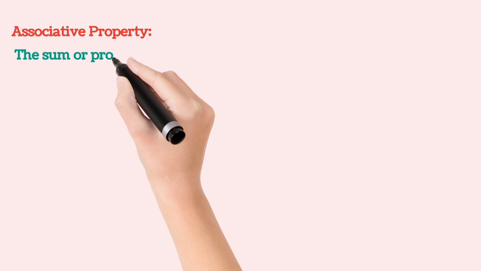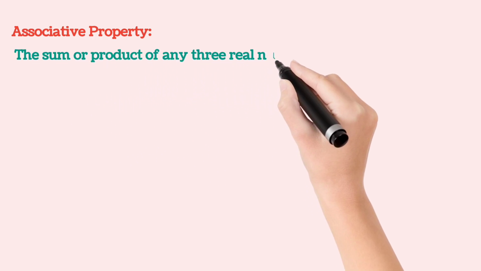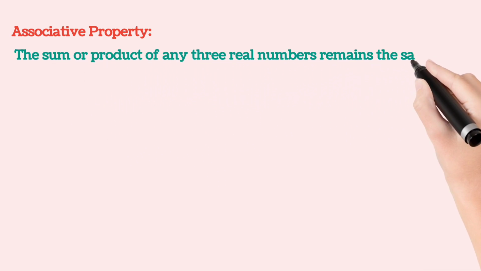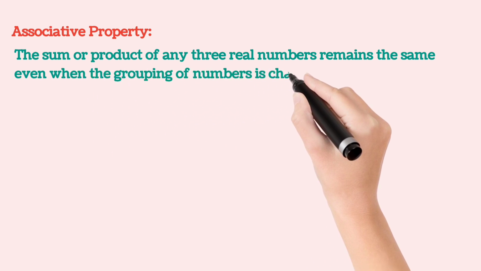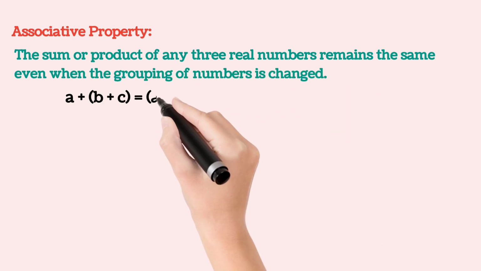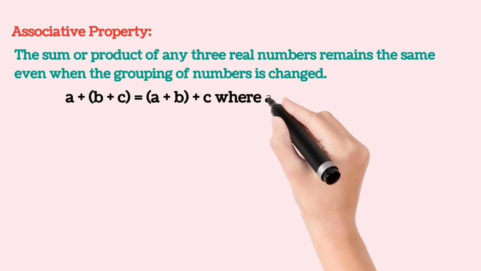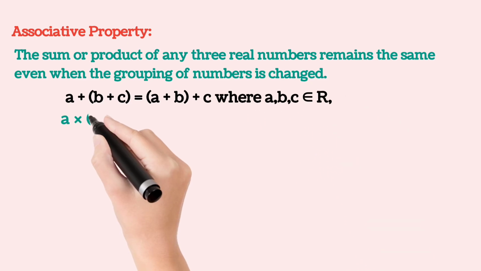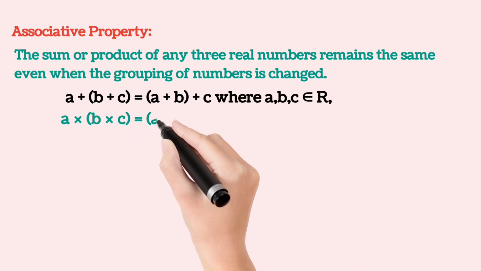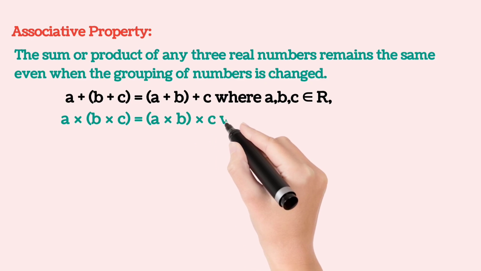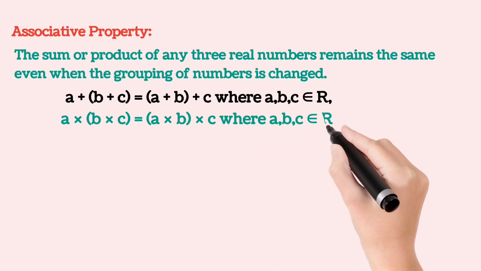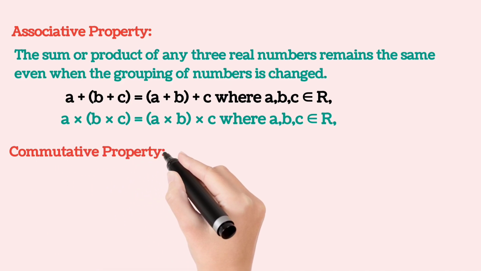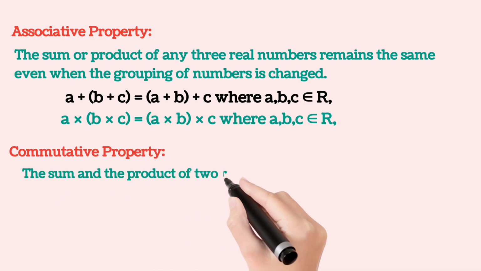अगला प्रॉपर्टी एसोसिएटिव प्रॉपर्टी पढ़ते हैं। The sum and product of any three real numbers remain the same even when the grouping of the numbers is changed. (a + b) + c in bracket is equal to a + (b + c), where a, b, c belong to real numbers. (a × b) × c in bracket is equal to a × (b × c), where a, b, c belong to real numbers.